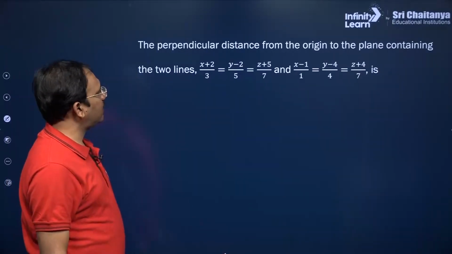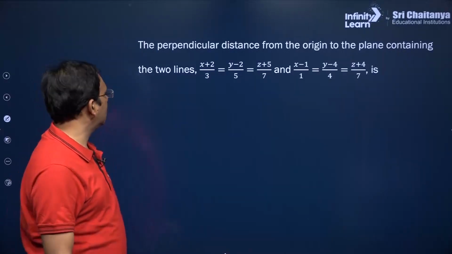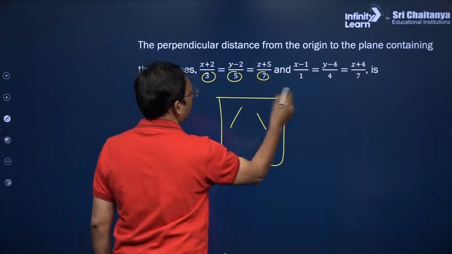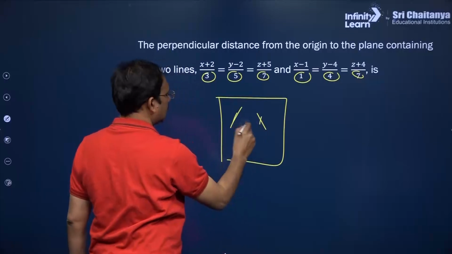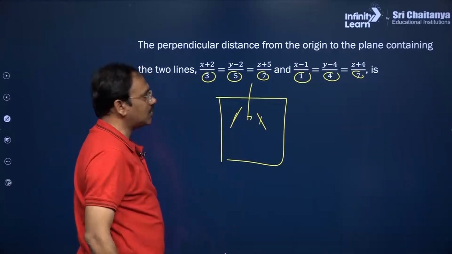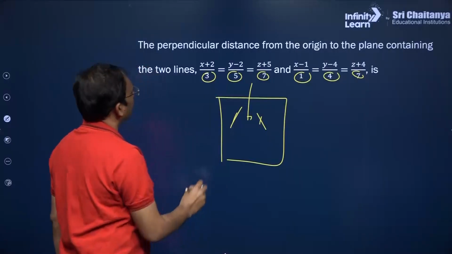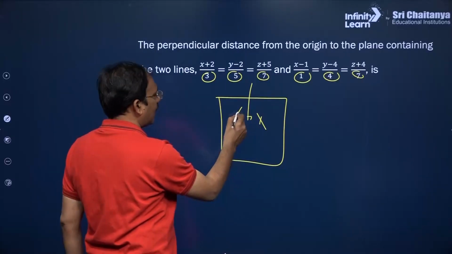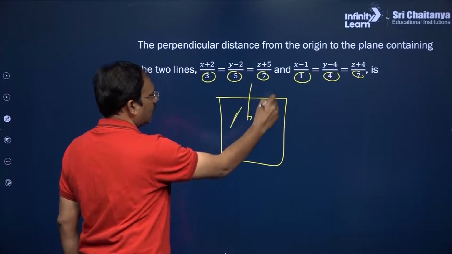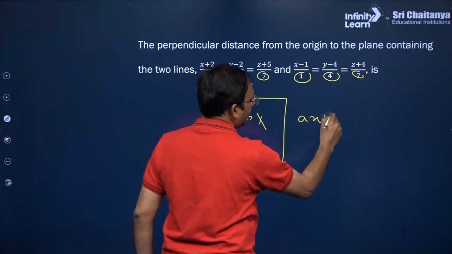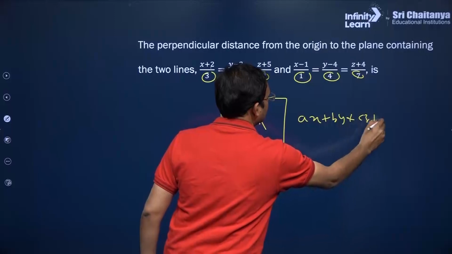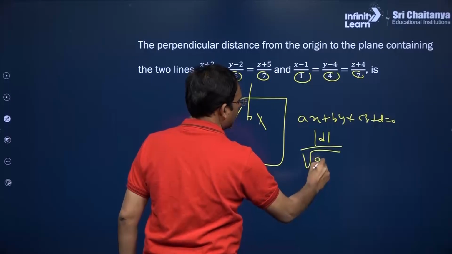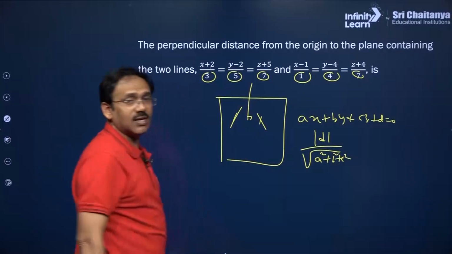Next, the perpendicular distance from origin to the plane containing the two lines. When you are given two lines in a plane, you just take the cross product of first vector, second vector. You know two drs, just take the cross product, you will get the normal drs, and it has to pass through, you see, the perpendicular distance from origin to this plane. Plane equation you want, you know plane normal, and you know one of the points on it, minus 2, 2, 5. You can find plane equation, you will get like ax plus by plus cz plus d is equal to 0. Now perpendicular distance from origin means you can apply the formula mod d by root of a square plus b square plus c square. You will get the answer here.